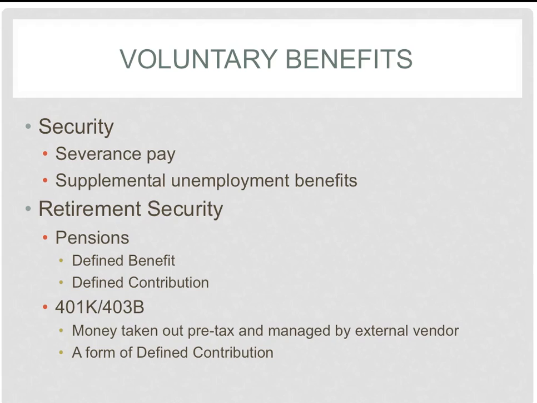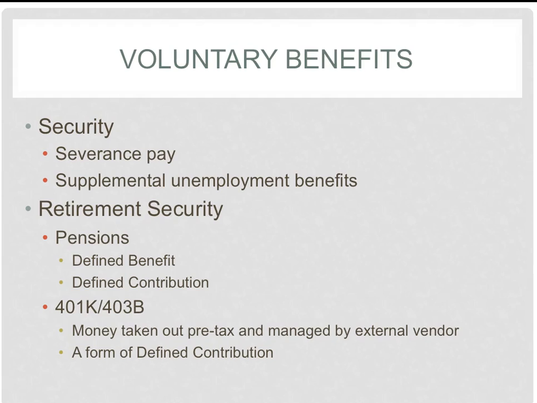Supplemental unemployment benefits: organizations can buy a policy above and beyond what's already out there, so that it enables them to add even more money on top of what someone would get if they were unemployed. Retirement security benefits include things like pensions, defined benefit and defined contribution plans, or 401k, 403b plans.